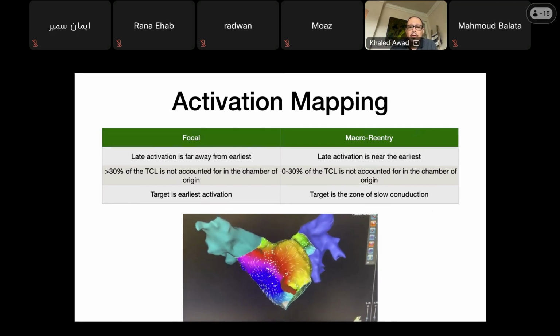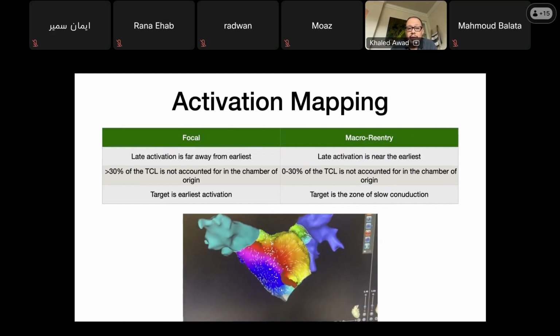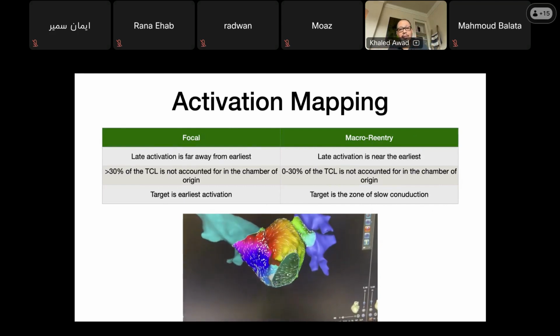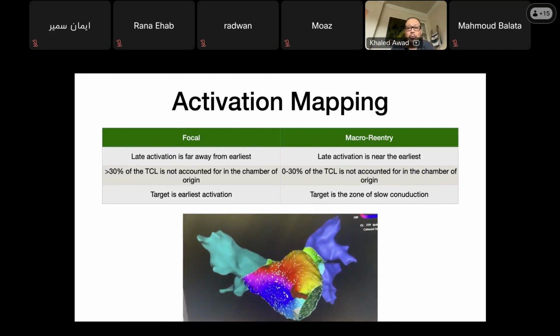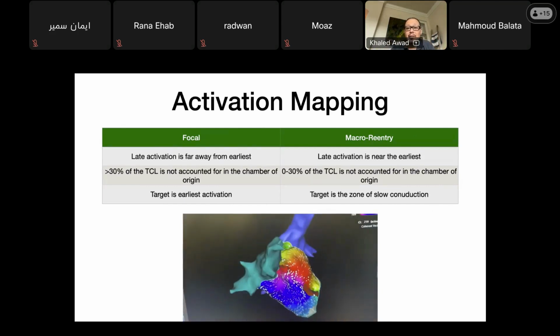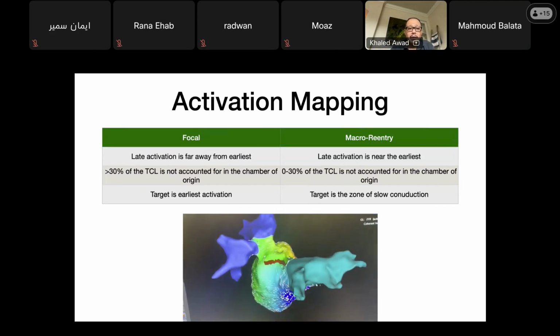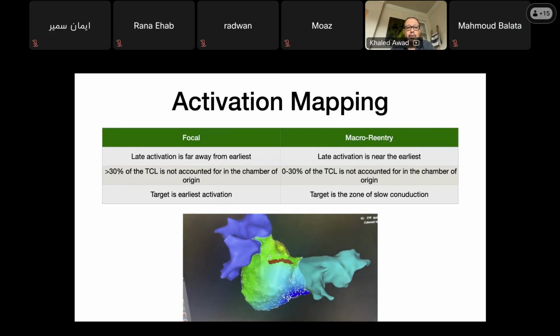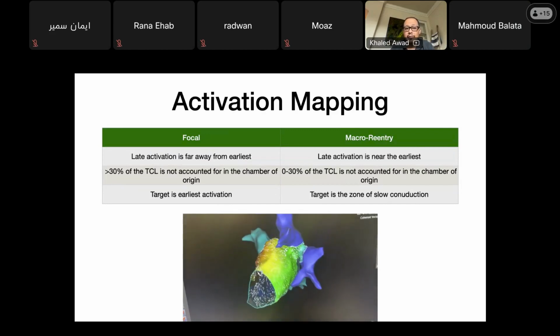For activation mapping, late activation in a focal arrhythmia will be far away from the earliest activation. In a focal rhythm, there's an early spot, and then the rest of the atrium becomes later and later as you go farther from the origin. Whereas if it's macro reentry, obviously late and early are close. Why? Because it's a continuous circuit. It's a circle, essentially. As you get to very late, you're going to become very early right away, not far away from it.